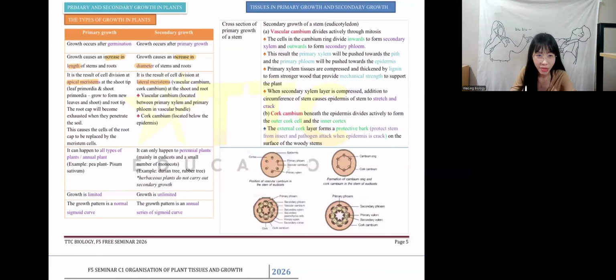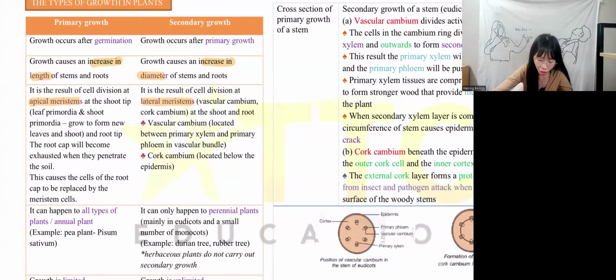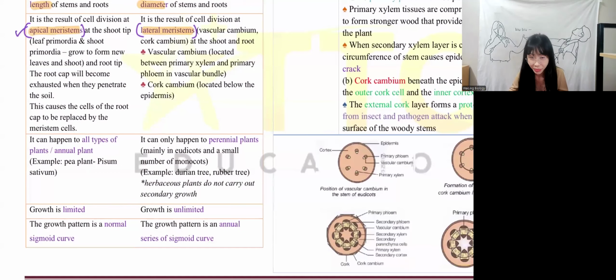Okay, this is primary growth and secondary growth. If you want to write differences, I would suggest you write these two: increase in length and increase in diameter, only involving apical meristem and lateral meristem. Then we have three more. At the bottom, primary growth does not form woody tissue. Secondary growth forms woody tissue. Next, we have thin bark.